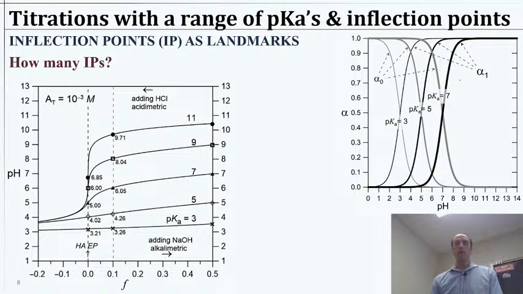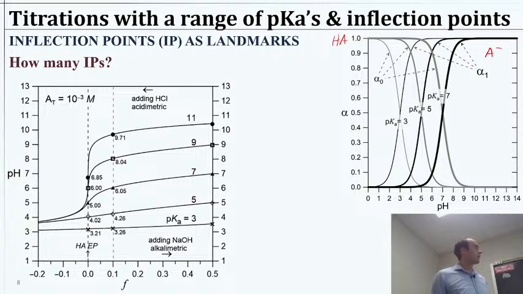Because the alpha 1 fraction, this is like saying most of it's A minus, whereas alpha 0 would be most of it's HA. So if we add a base to HA, we are prone to pull off the H plus to satisfy it. But if we add a base to A minus, it doesn't really care too much. There's not a whole lot that's happening, right? There's not that buffering kind of occurrence.